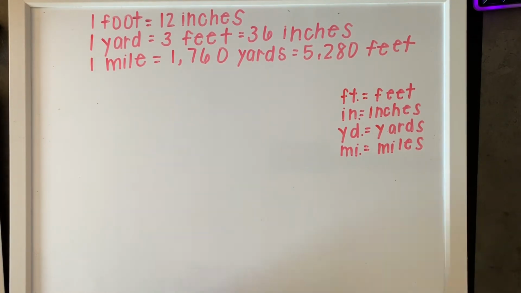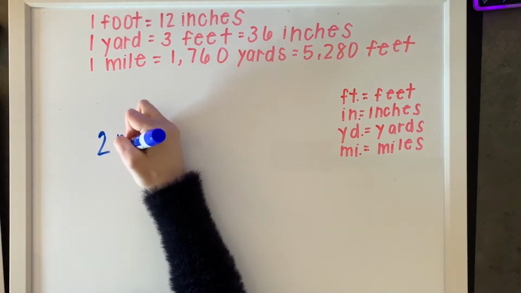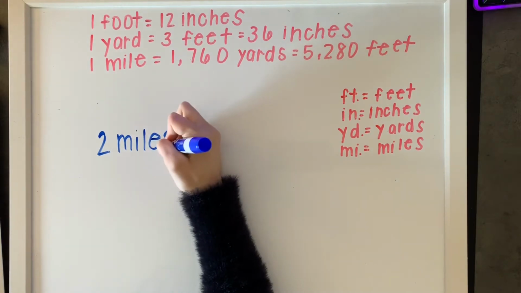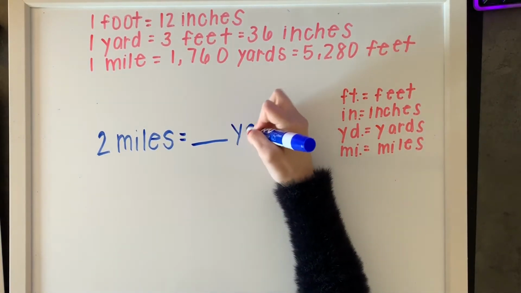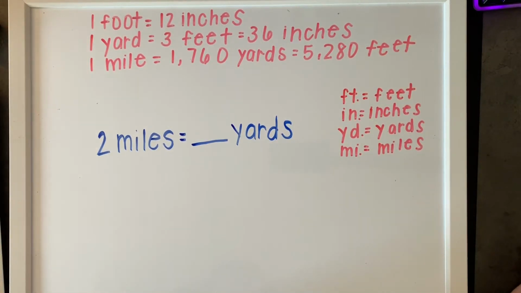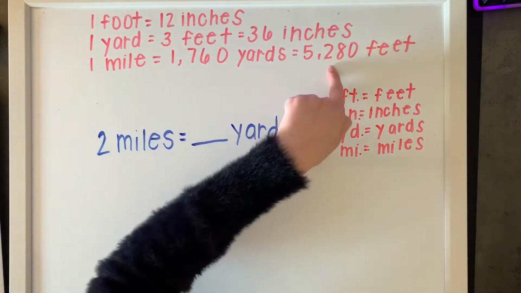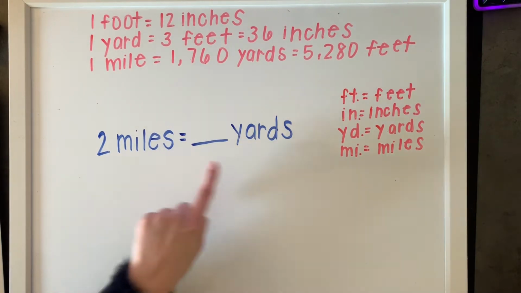Something that you may see today on your practice buddy is they're going to probably give you a unit, so 2 miles, and then they're going to ask you how many units it's equal to for a different unit of measure. So 2 miles equals blank yards. So I'm going to look back at my slides, or if you wanted to write these down on a piece of paper to have at home, that might also be a good idea. And I'm looking for conversions from miles to yards.